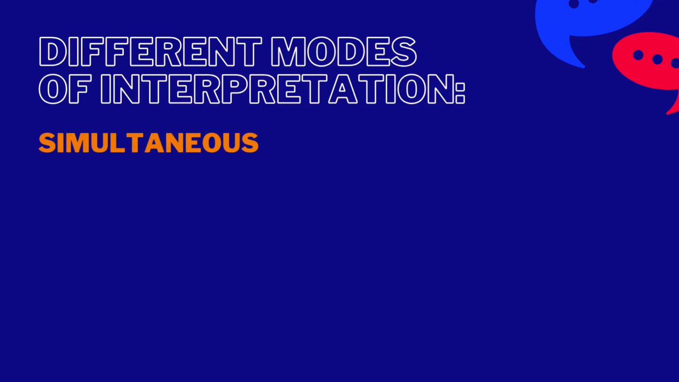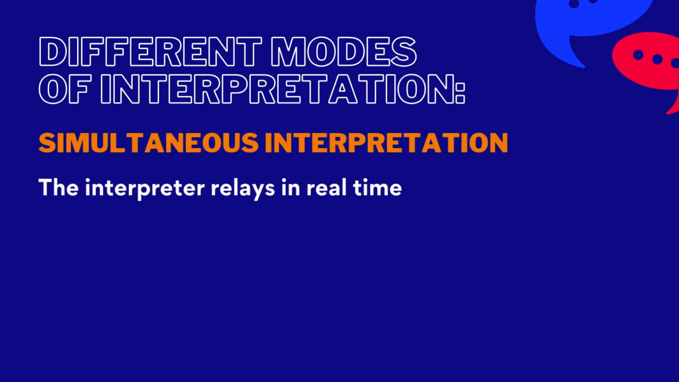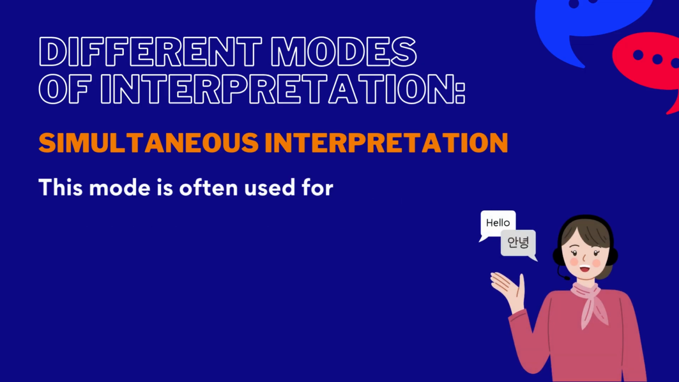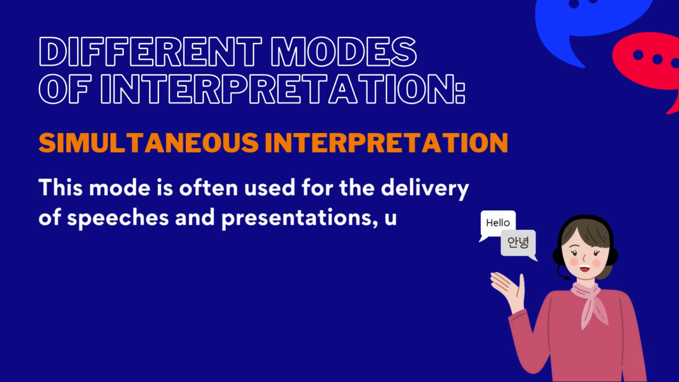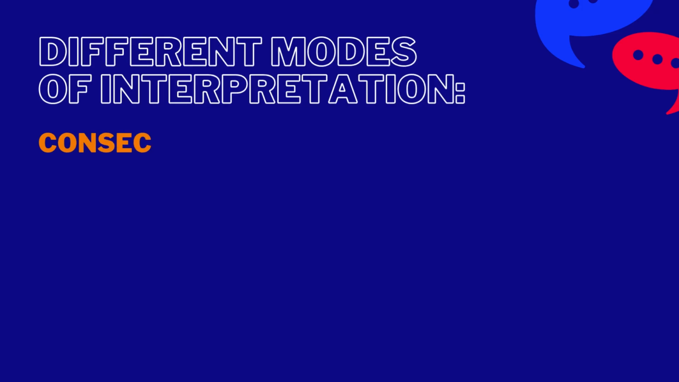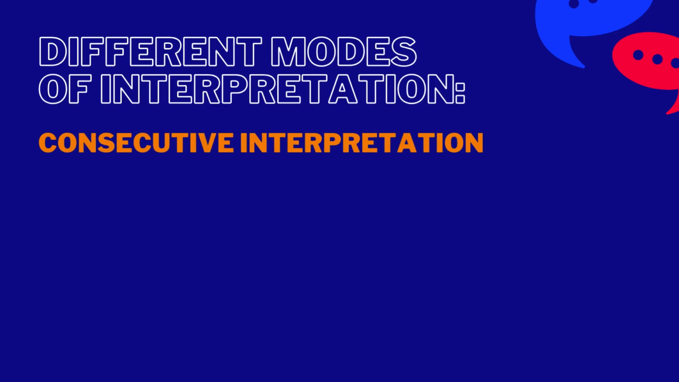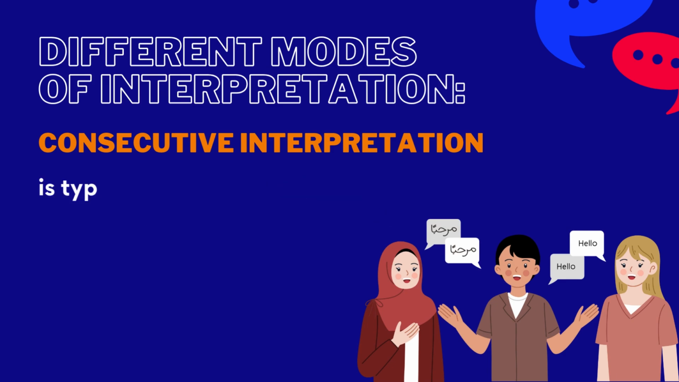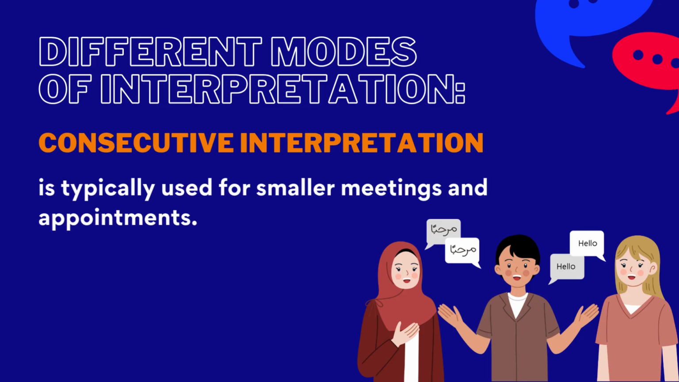In simultaneous interpretation, the interpreter relays in real time while the speaker is talking. This mode is often used for the delivery of speeches and presentations using equipment such as headsets. Consecutive interpretation occurs when the interpreter relays what each participant says after they say it. Consecutive interpretation is typically used for smaller meetings and appointments.